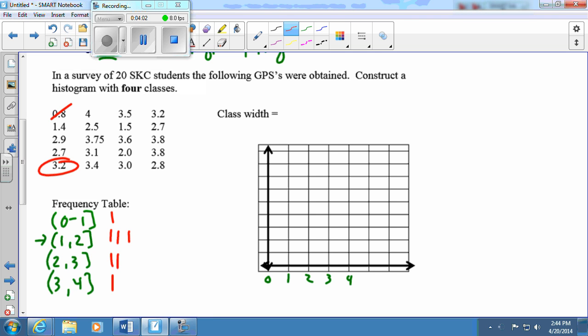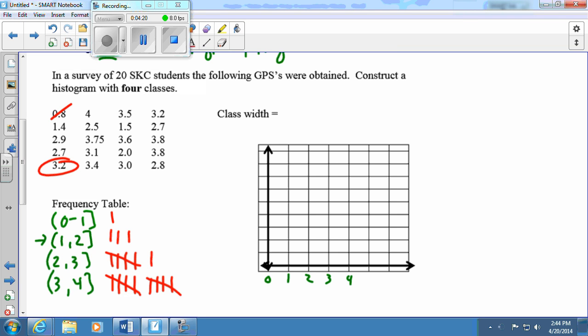As I go through and tally these, notice that when I get a 5, I do a crosshatch. It's just easier to count that way. I believe you get 10 in the 3.2 to 4.0, and then 6, 3, and 1. So if I was to shade this in, what would it look like? In the 1st class, I have a 1, so I'm only going to go up 1 bar. In the next class, I have 3, and then I have 6, and then the last class, I have 10.